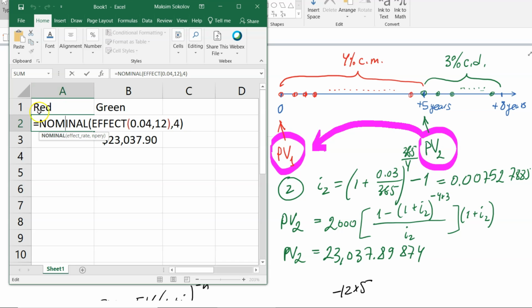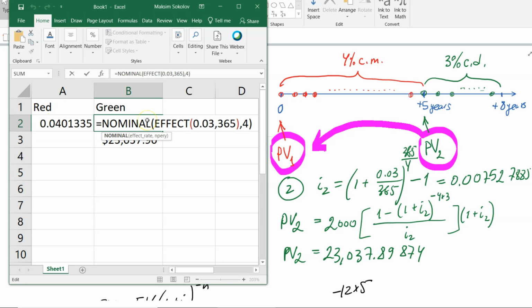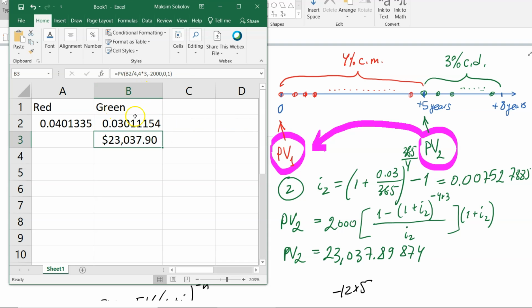This nominal rate in A2 is for the red period of the annuity. We also have in B2 the nominal rate for the green period, with which the green period annuity is a simple annuity. We have used cell B2, this nominal rate, in order to compute the present value for the green annuity, which is present value 2 in this problem.